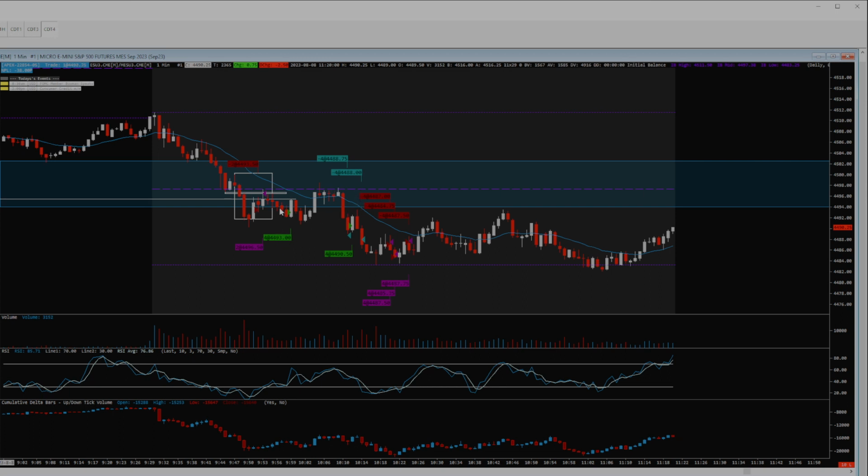So tried to take a long here. We'd come back into this area. There was a nice delta rotation in here, long, and stopped out there. So that's loss number three. And then again, tried to take another long here and stopped out right here. That's the whole trade. So 1, 2, 3 losses for the day.